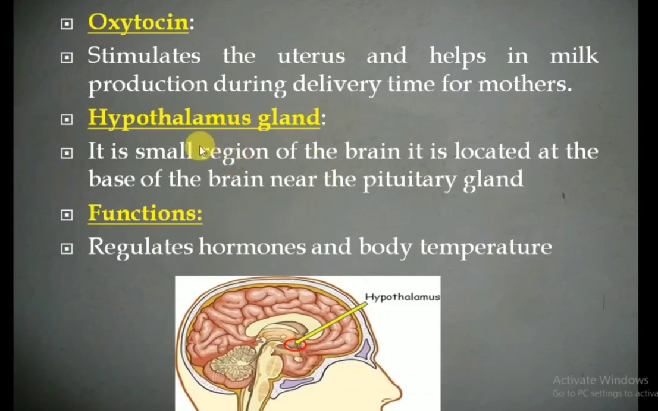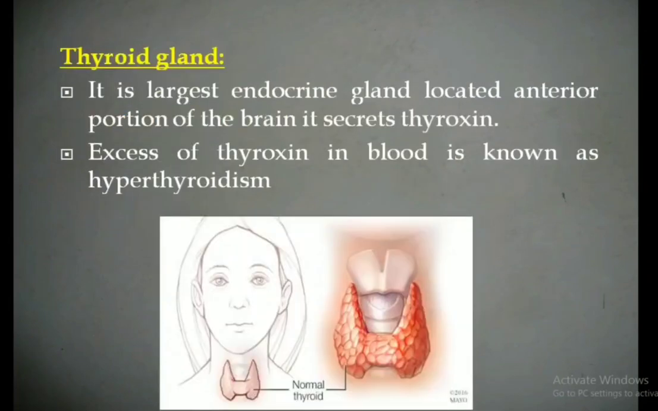Next we will see about the hypothalamus gland. So where this hypothalamus gland is located, it is also located at the base of the brain near the pituitary gland. So what is the function of the hypothalamus gland? It helps in maintaining the body temperature of the human body, as well as it controls the hormone levels also.